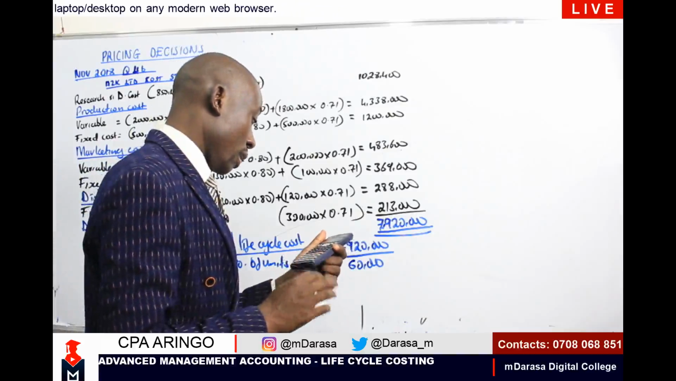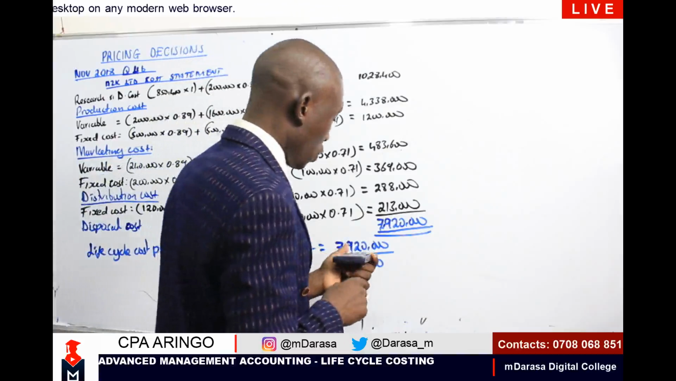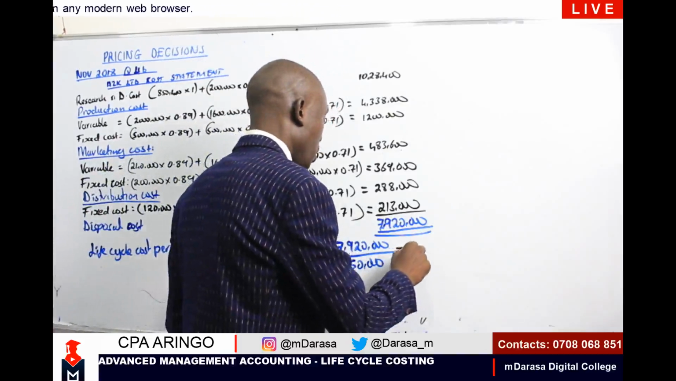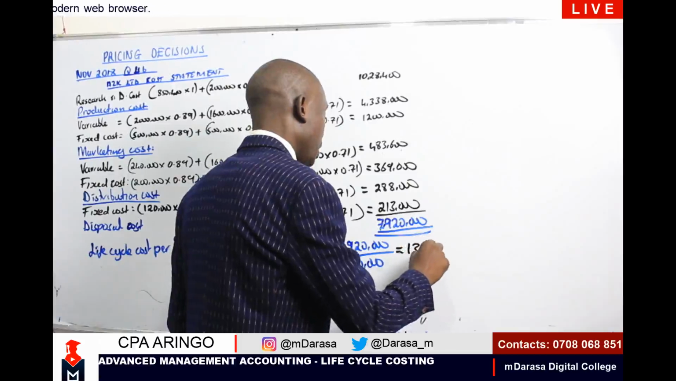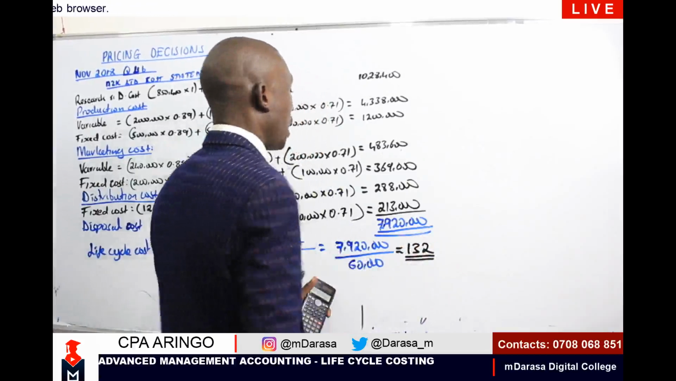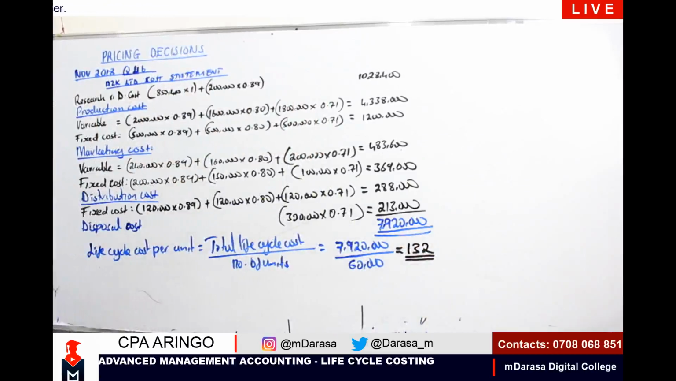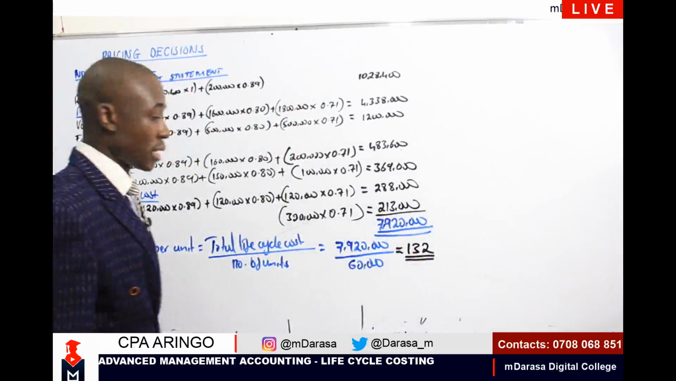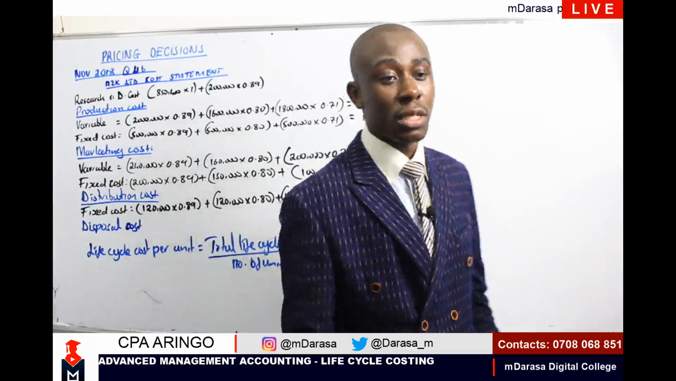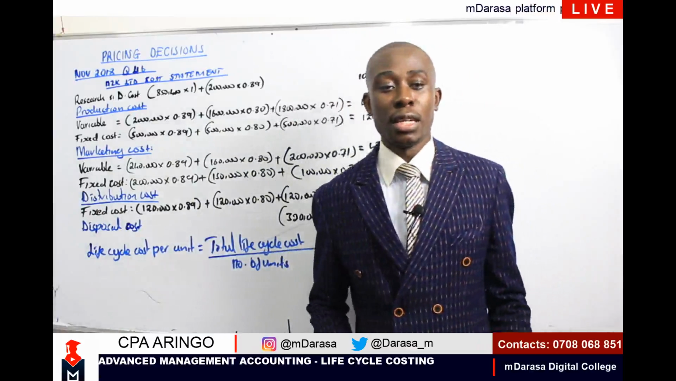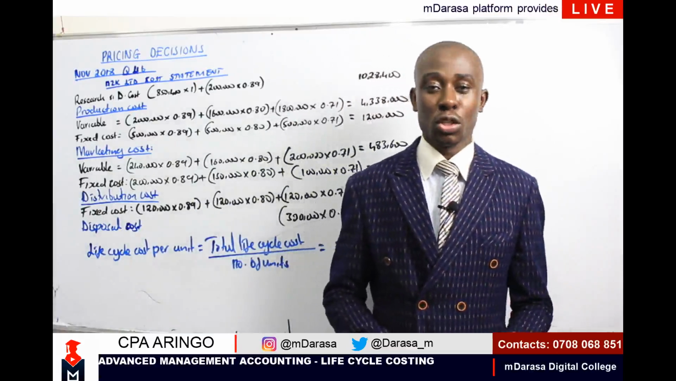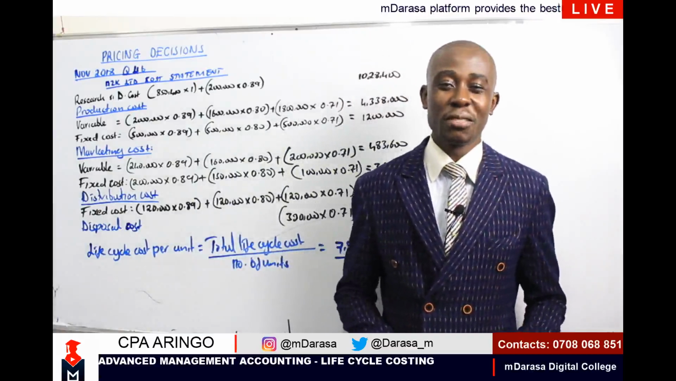So therefore my life cycle cost per unit, I'm getting it to be a figure of 132 shillings, sorry, per unit. So in that case, we've done with the first part of the question, life cycle cost per unit.